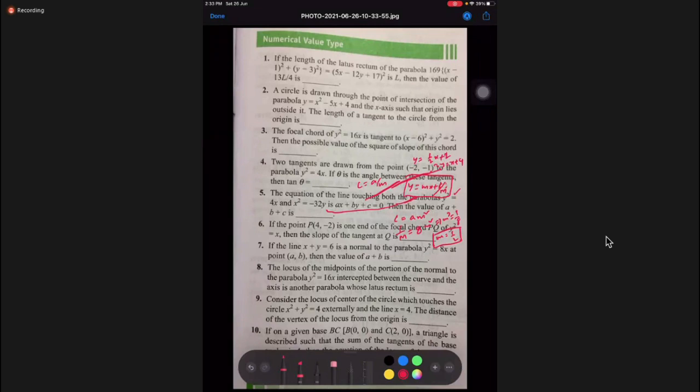Understood, all of you? What I did is nothing special, students. I used the condition of tangency. Right, students? Yes, sir.